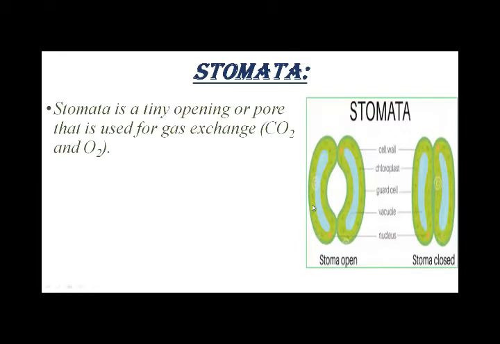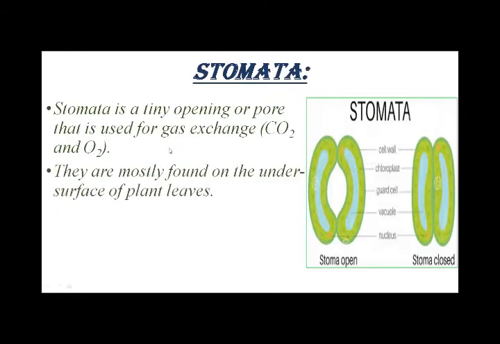What is the stomata actually? The stomata is a tiny opening or pore that is used for gaseous exchange, to exchange the gases into and out of the leaf, and these gases are carbon dioxide and oxygen. During respiration, oxygen is taken in and carbon dioxide is given out through this pore. But during photosynthesis, carbon dioxide moves in and oxygen is given out through this opening.